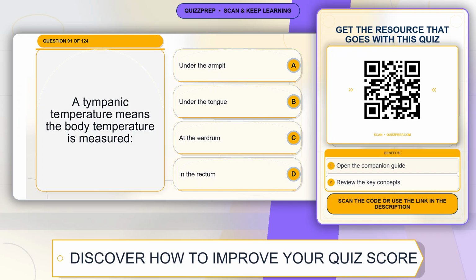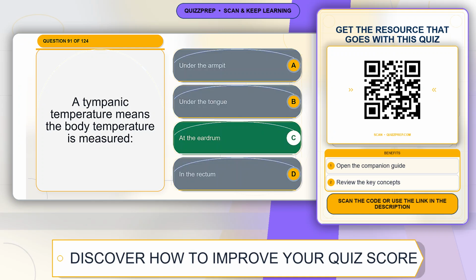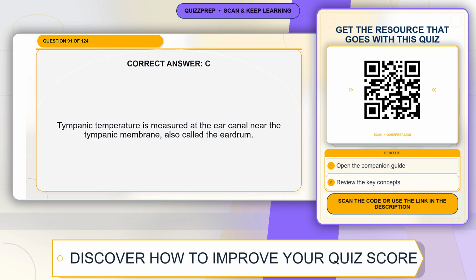Question 91. A tympanic temperature means the body temperature is measured. Option A, under the armpit. Option B, under the tongue. Option C, at the eardrum. Option D, in the rectum. The correct answer is option C, at the eardrum. Explanation. Tympanic temperature is measured at the ear canal near the tympanic membrane, also called the eardrum.